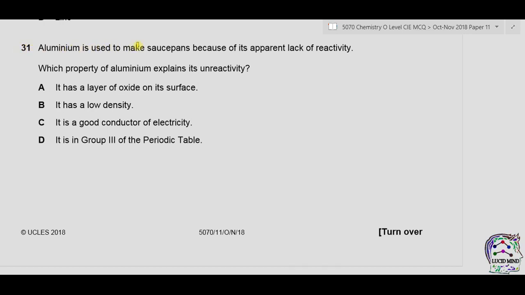Question 31. Aluminum is used to make saucepans because of its apparent lack of reactivity. Which property of aluminum explains its unreactivity? A. It has a layer of oxide on its surface. This is true because aluminum forms an oxide layer which is insoluble and it makes aluminum unreactive.